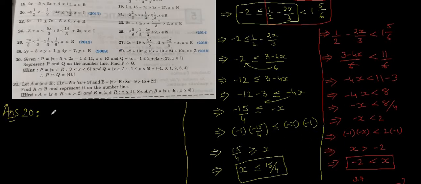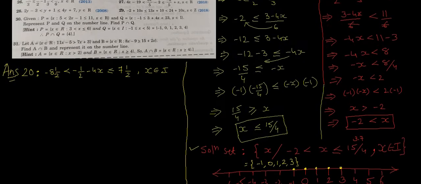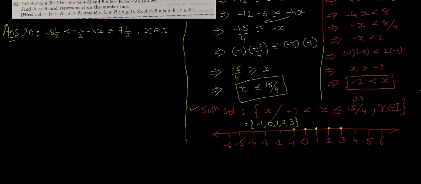20. It says minus 8 1 upon 2 less than minus 1 upon 2 minus 4x less than equal to 7 integer 1 upon 2, and here x belongs to I. Let us solve this sum in the same manner, same sort of style.